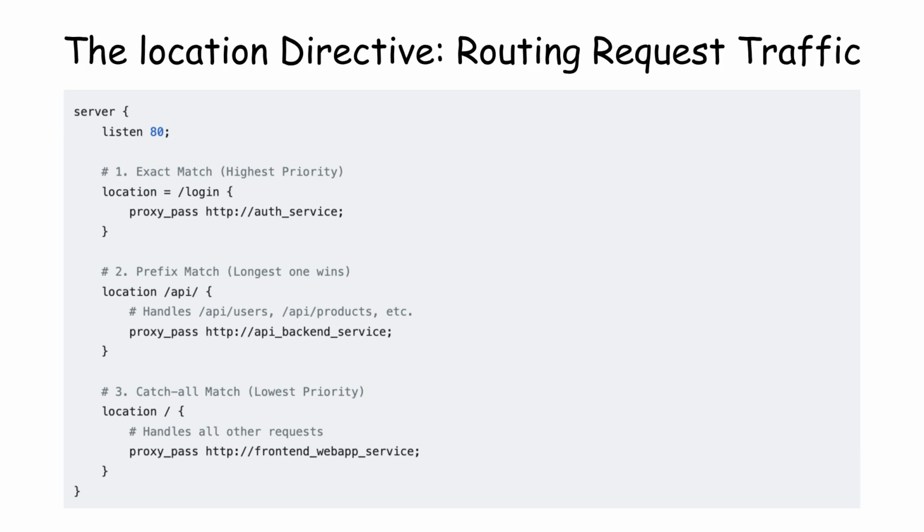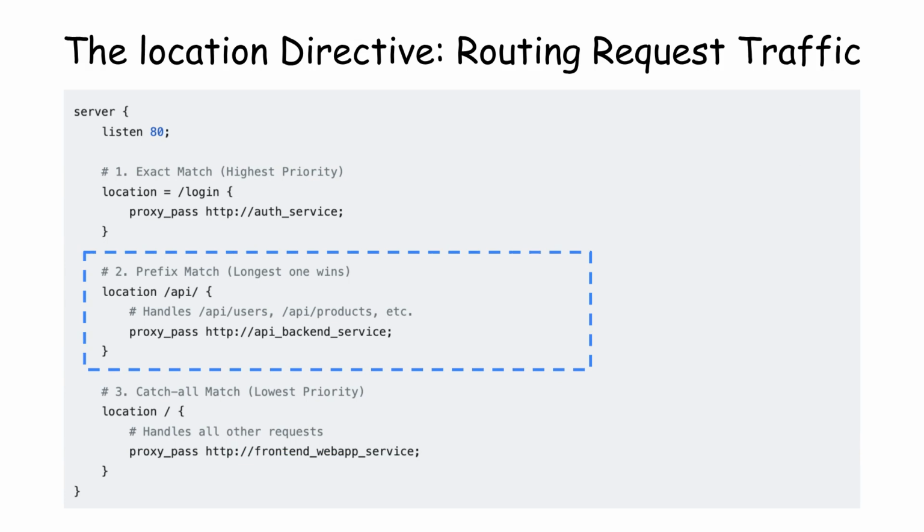If there's no exact match, Nginx then looks for the most specific prefix match. Imagine a request comes in for /api/users. This request technically matches two of our blocks, /api and the generic /. Nginx will always choose the longer, more specific prefix, so the /api/ block is used, forwarding the request to our api_backend_service. This allows you to route entire sections of your site to a specific backend.